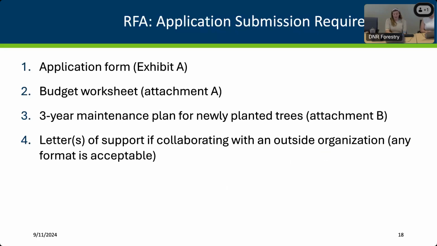A complete application will consist of the following documents: an application form, or Exhibit A. This is a Word document, and we do have instructions for following the formatting. The budget, or Attachment A. This is an Excel spreadsheet. We can't accept any format changes on this document, but you can add additional lines as needed. And then the 3-year maintenance plan, or Attachment B, if you're planting new trees. And lastly, any letters of support if you're collaborating with an outside organization. And we accept those in any format.